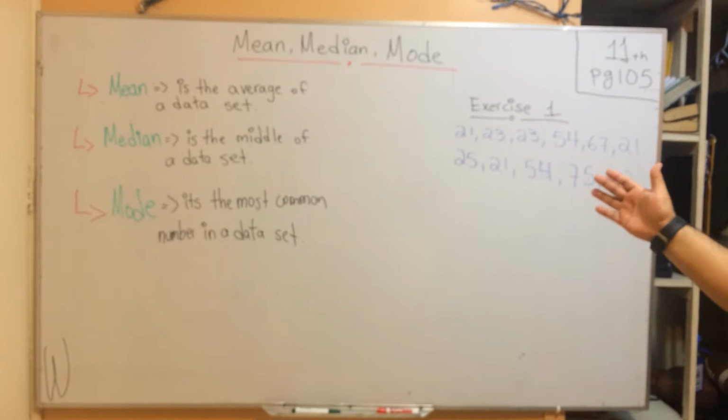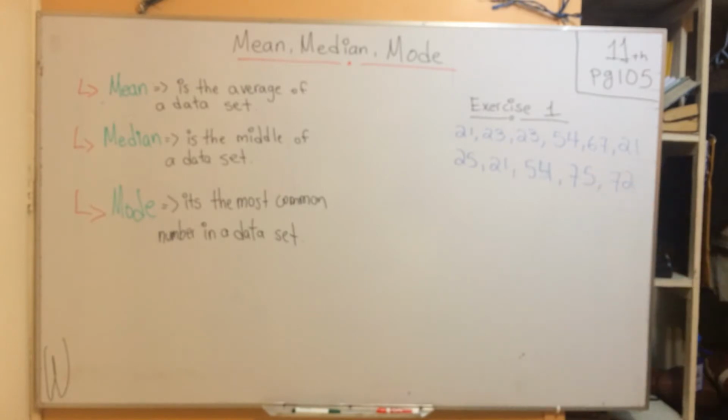So for example, in the previous exercise, we had 80 numbers. They were the grades of a test for some students. So if we wanted to get the mean of that exercise, we would need to add all the numbers and then divide by 80, which was the total number of data. So it's the average of the data set.